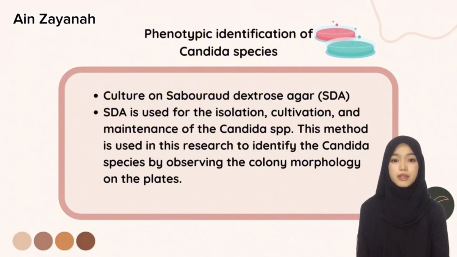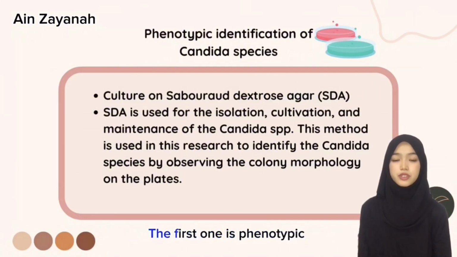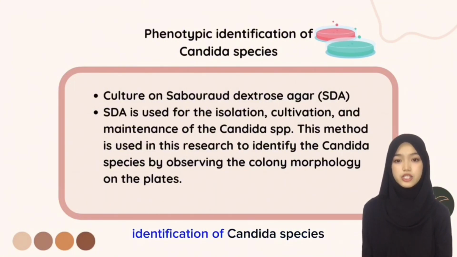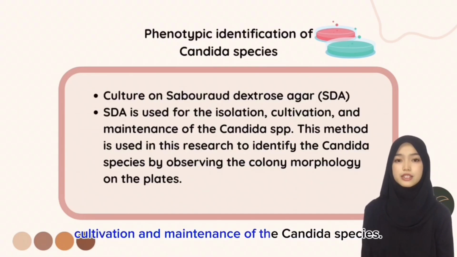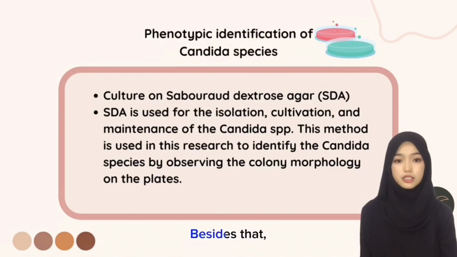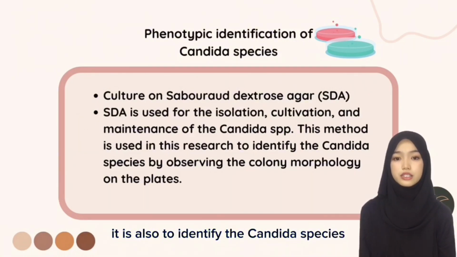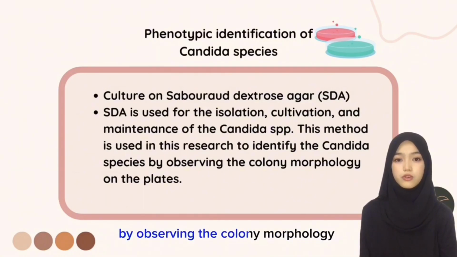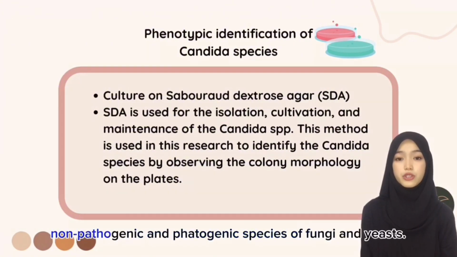Next is about the main method that is used in this research article. The first one is phenotypic identification of Candida species. This method is used for the isolation, cultivation, and maintenance of the Candida species. Besides that, it is also to identify the Candida species by observing the colony morphology and comparing between them. SDA is used to grow non-pathogenic and pathogenic species of fungi and yeast.